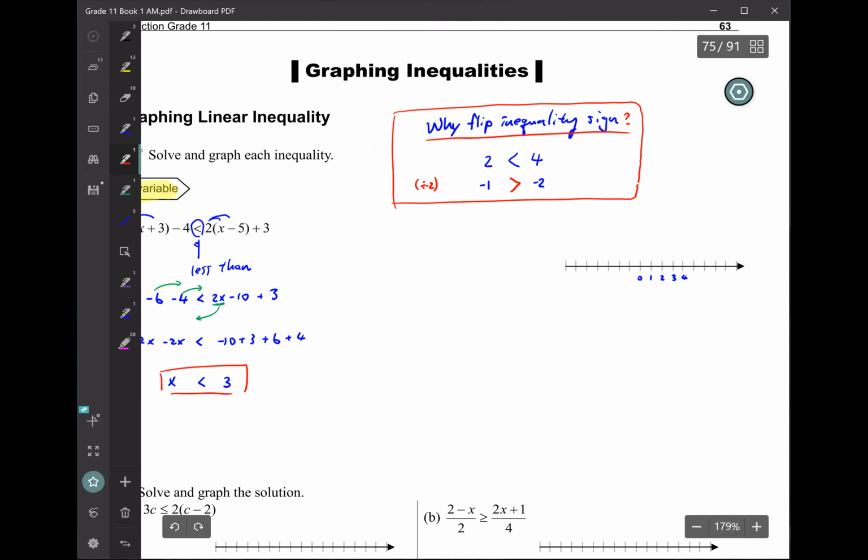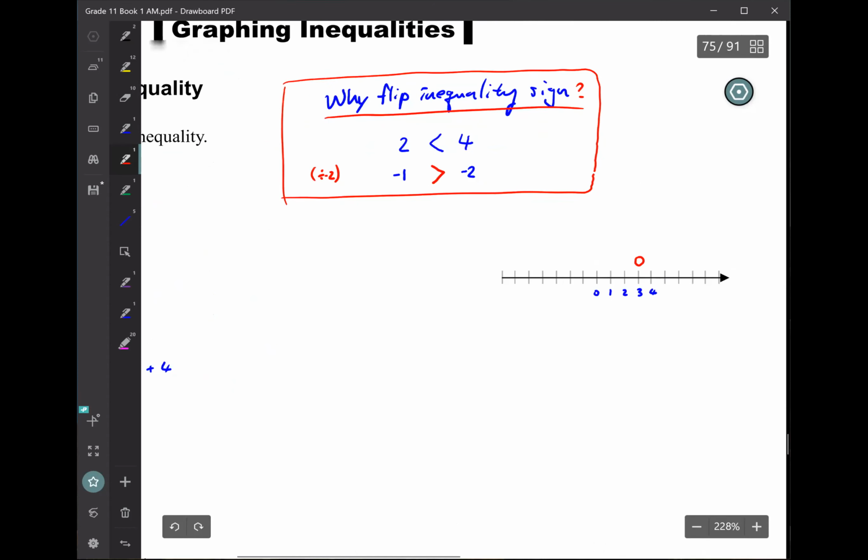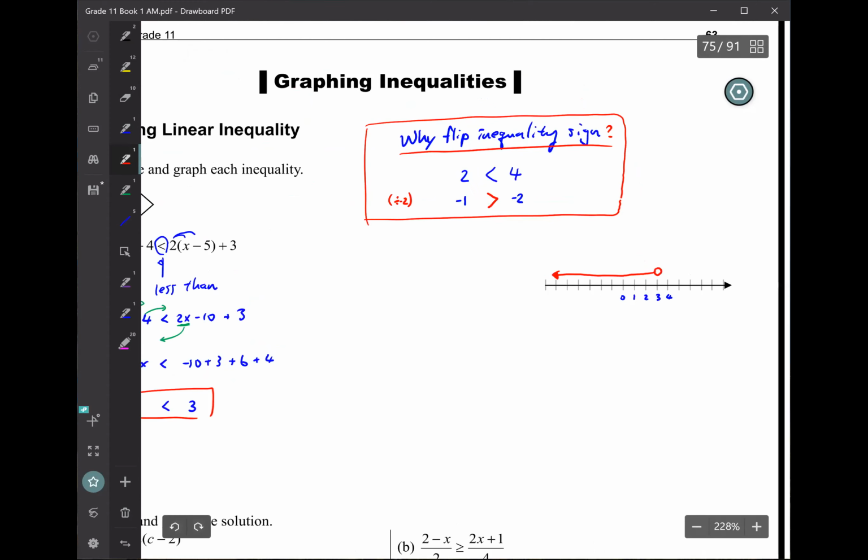And then x is less than, right? So let's start with the 3. Less than 3 means we don't include the 3. If we don't want to include it, we draw an empty circle. Means 3 is not included. Less than 3, that means it could be 2, could be 1, 0, right? So everything pointing to the left side. So that's your answer, okay?